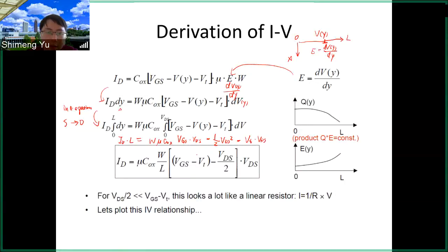So if you move the L to the right hand side, and also extract the VDS outside, what is left is this equation. You have seen this before. This is the IV equation in the linear or triode region. This is just a different way to derive this. Again, we don't require the derivation in this class, and what you need to know is how to use this one. This is important.